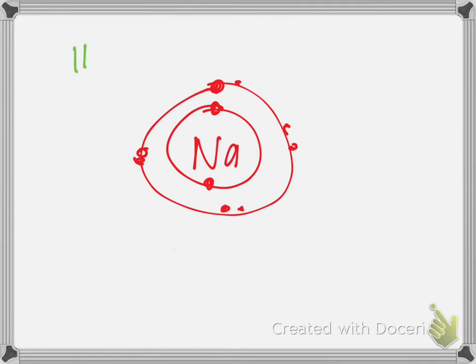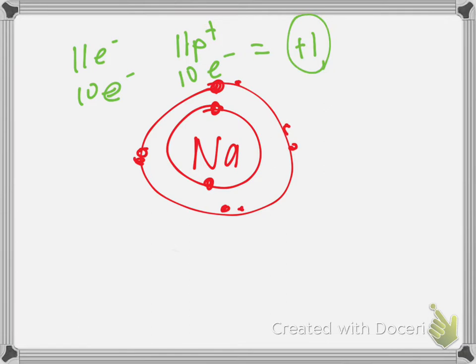So it started with 11 electrons. It gave away 1, which means now it has 10. If it has 11 protons and 10 electrons, that means the charge is +1, right? That's where these charges come from, okay? That's it. They're not arbitrary. They come from the fact that sodium wants to give away that 1 electron, and that would leave it with a +1 charge.